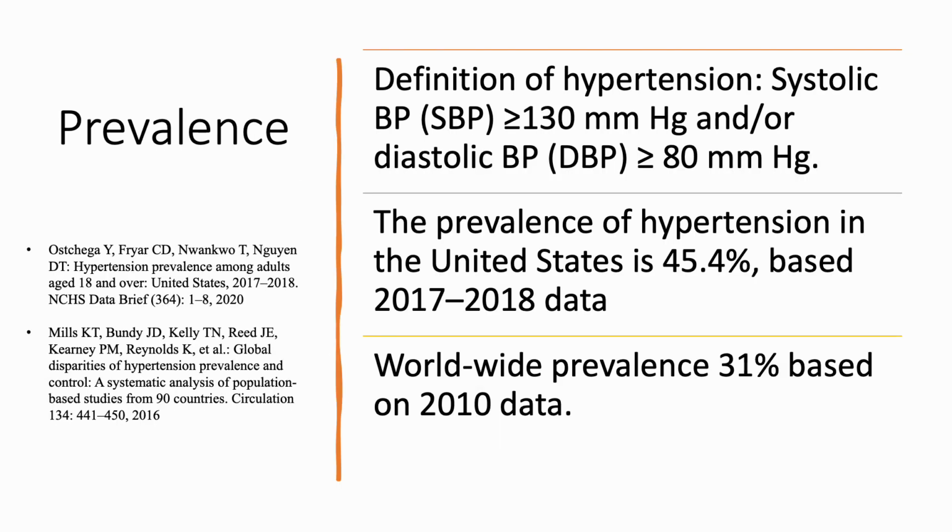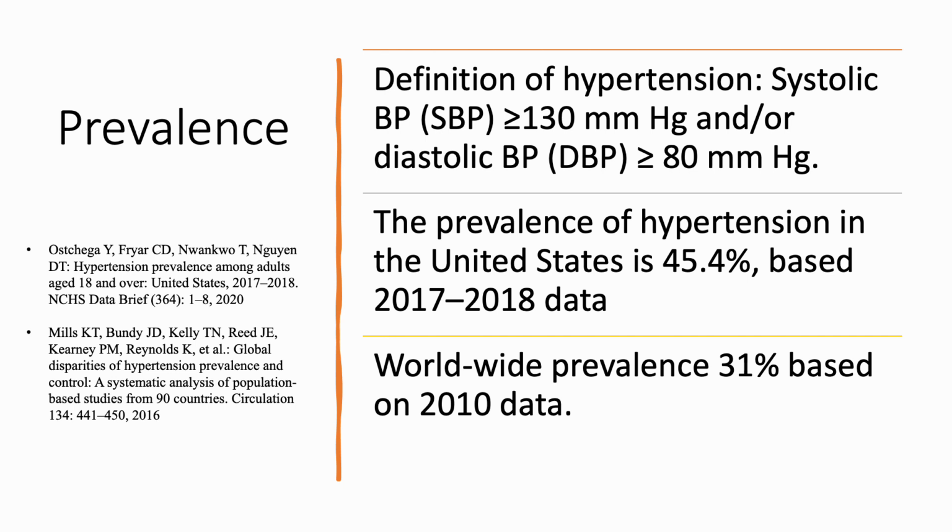How common or prevalent is high blood pressure? Well, hypertension is very, very common. First, we have to define what a high blood pressure is. We just said we need a systolic of equal or above 130 or a diastolic of equal or above 80. Based on that, 45.4% of the US population has hypertension.